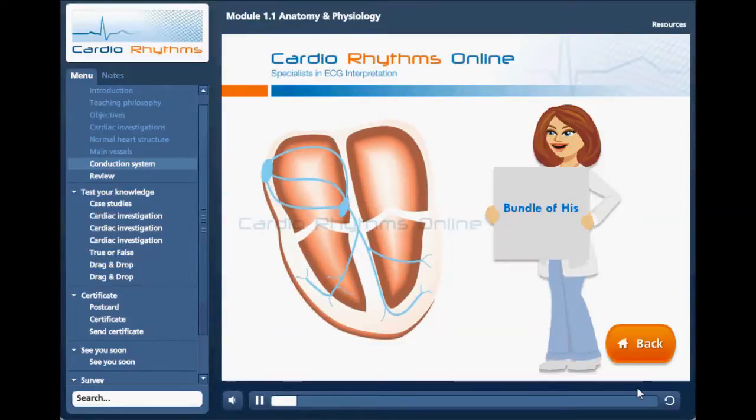After leaving the AV node, the impulse travels down the bundle of His. Named after a Swiss cardiologist and also known as the Atrioventricular Bundle, the His bundle is the route of communication between atria and ventricles. It starts at the AV node and passes through a fibrous layer which separates the atria from the ventricles. The bundle of His then splits into the right and left bundle branches.